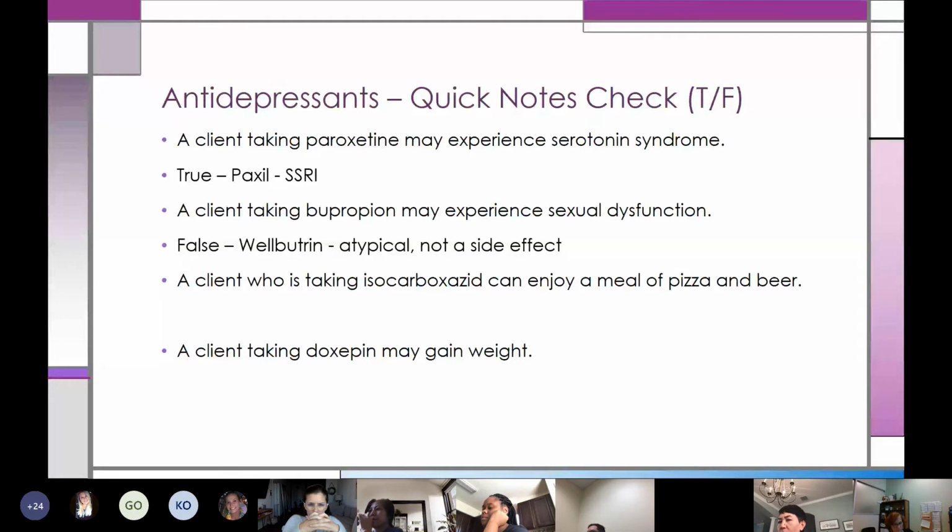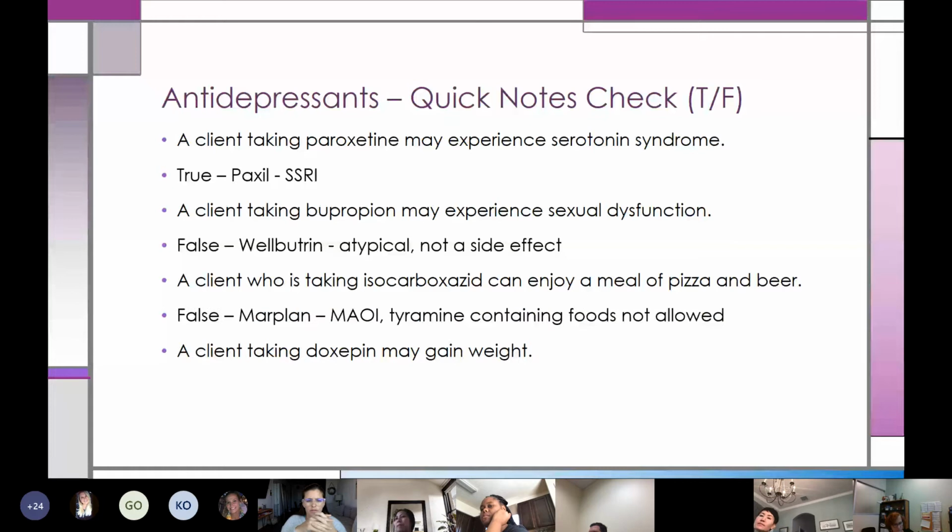And a client taking doxepin may gain weight. This is a tricyclic. It's called Prudoxin. And so weight gain is a side effect, unfortunately. All right, so just some quick notes on your basic varieties of antidepressants.